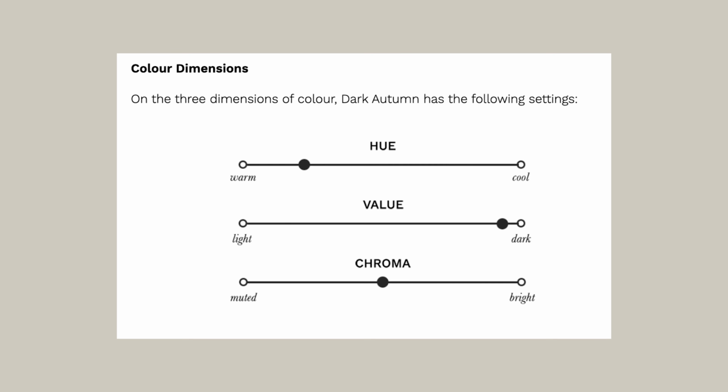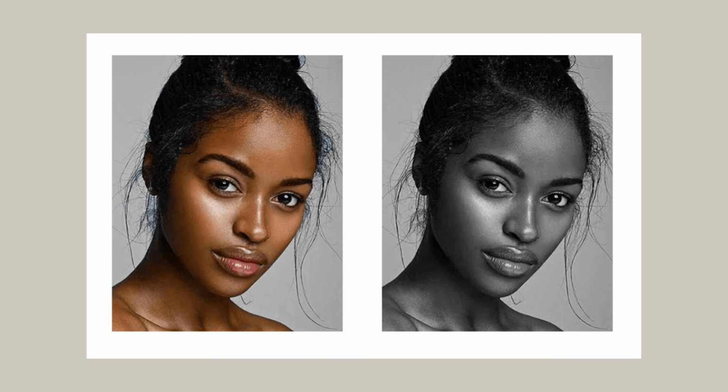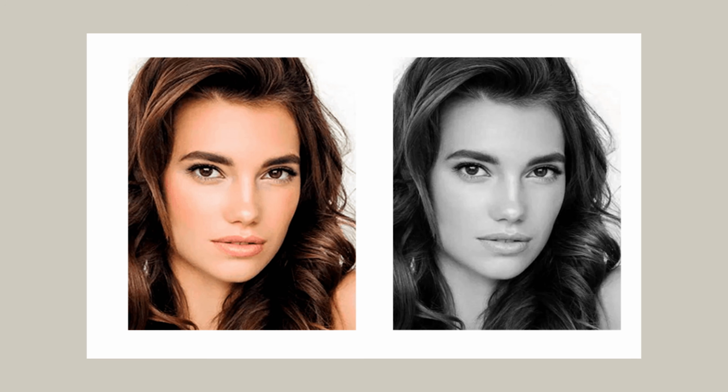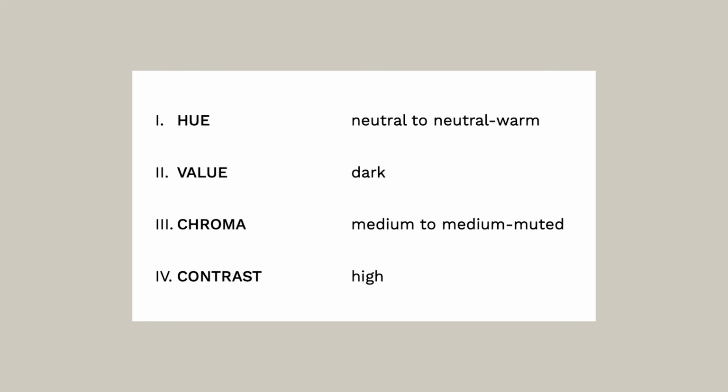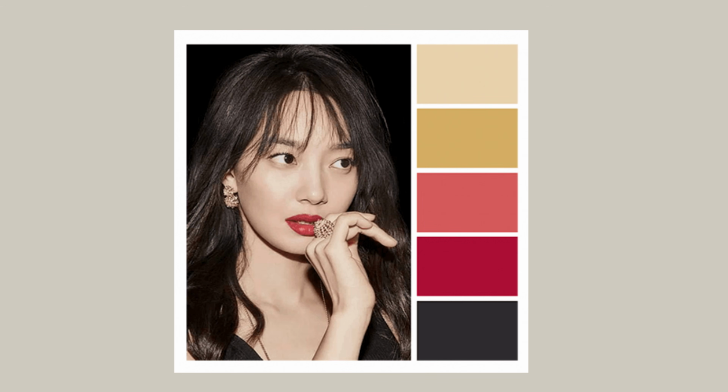Value scale, or in other words, contrast, is very high. In keeping with dark autumn's primary color aspect, most colors have a lot of depth. However, they are also lighter and medium colors on the palette. These are required to create highly contrasted outfits. The colors are medium in the chroma scale, meaning they are neither extremely soft and muted nor extremely bright and vibrant. They do, however, appear rich due to their warmth.